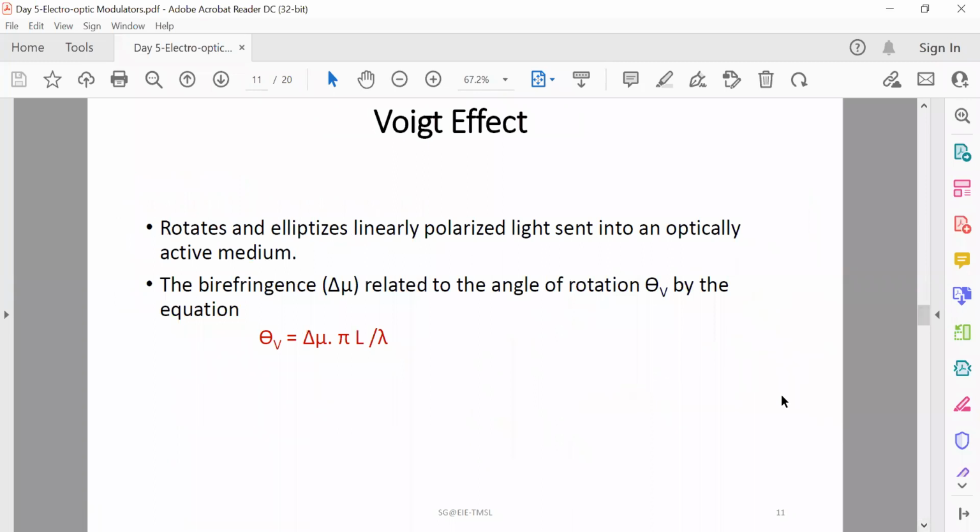Another effect is the Voigt effect. Here the magnetic field is directed perpendicular to the optical path of the linearly polarized light, and it is normally seen in gaseous media. This effect is very small in paramagnetic materials, and the birefringence, which is the change of the refractive index delta n, is related to the angle of rotation theta v by this equation.